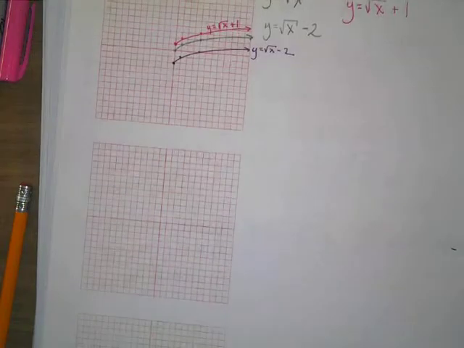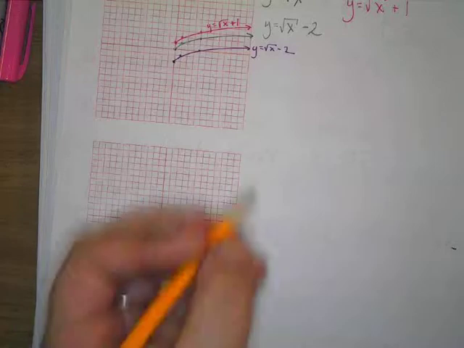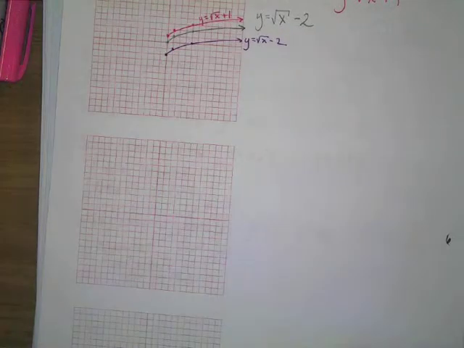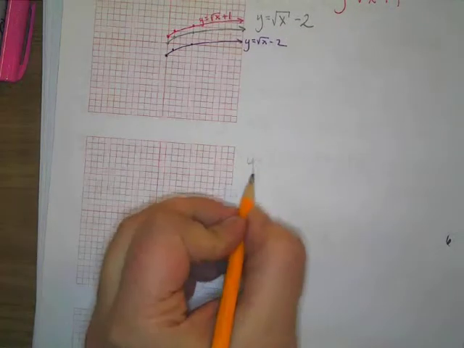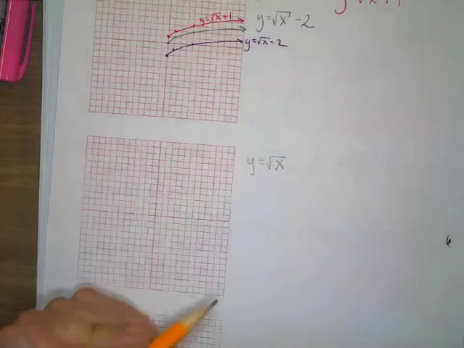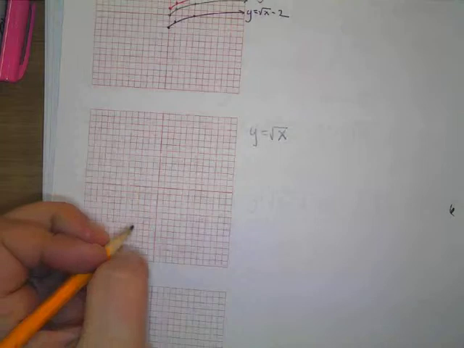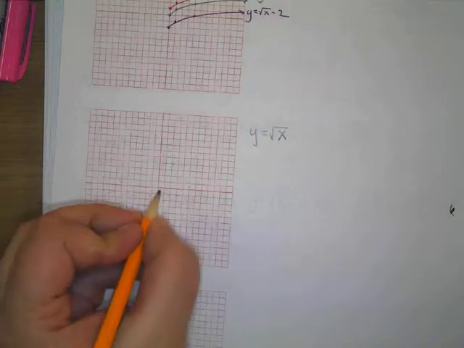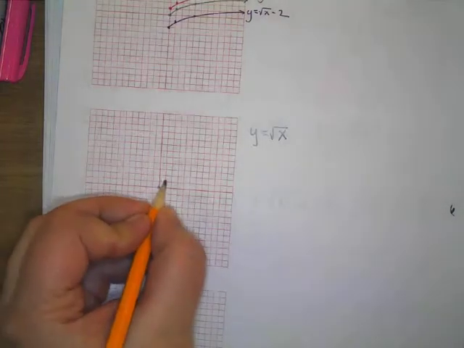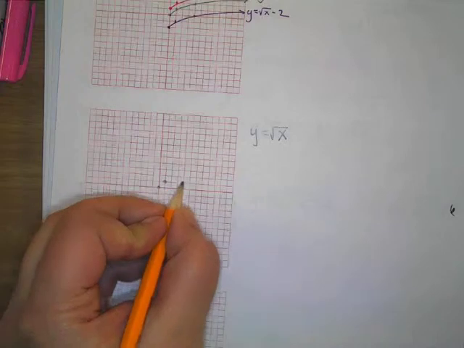So that was example 1. So here, we're going to do example 2. So let's replot that. So our parent function, where do we start? 0, 0, 1, 1, 4, 2.